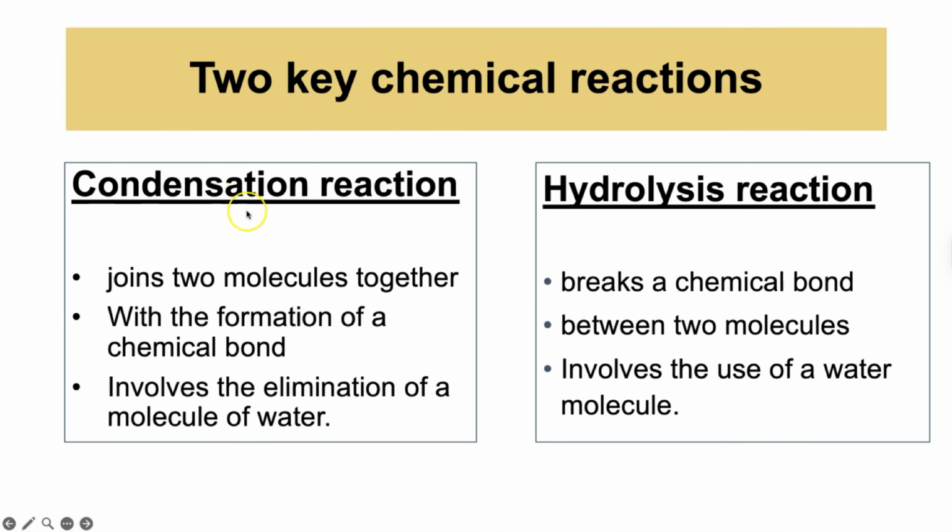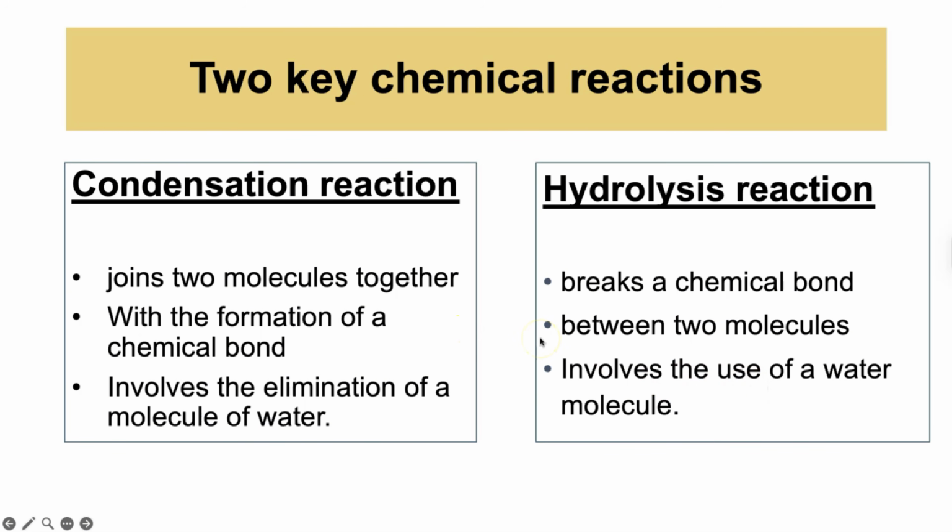Now, there are two key chemical reactions that you'll see come up throughout this topic: condensation reactions are the ones that join molecules together. Hydrolysis reactions are the ones that split molecules apart. But in terms of an exam style answer, here are your bullet points of exactly what you would need to say to get full marks on a question that asks you to define a condensation reaction. It joins two molecules together, it forms a chemical bond, and it involves the elimination of a water molecule. Hydrolysis is the opposite. It breaks a chemical bond between two molecules, meaning it's going to split them apart, and involves the use of a water molecule.